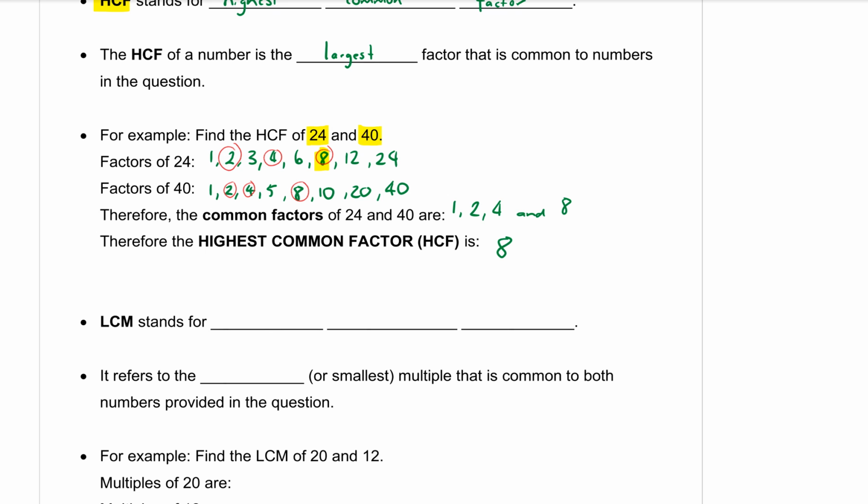Next dot point, we're up to LCM. Nope, and don't yell out, please. It is lowest common multiple, M for multiple. Lowest common multiple.